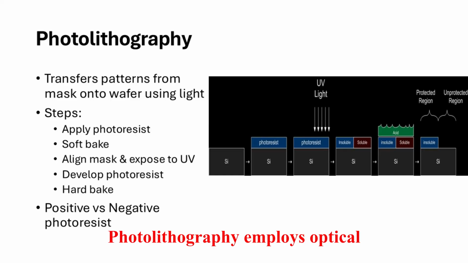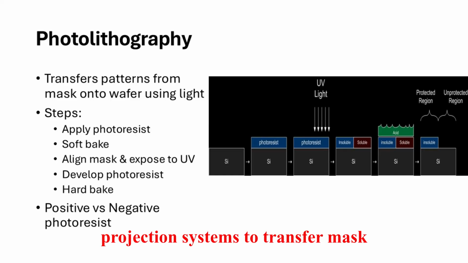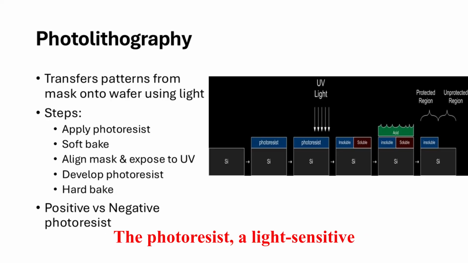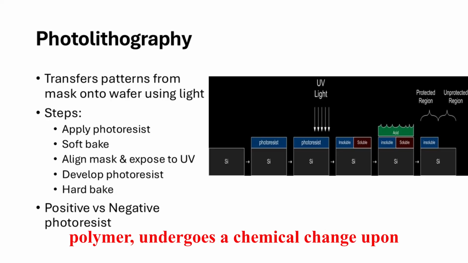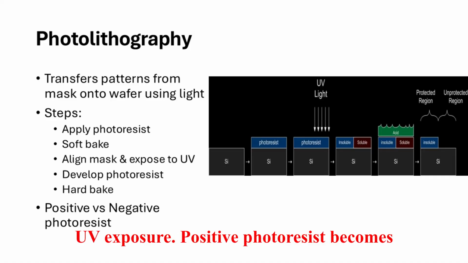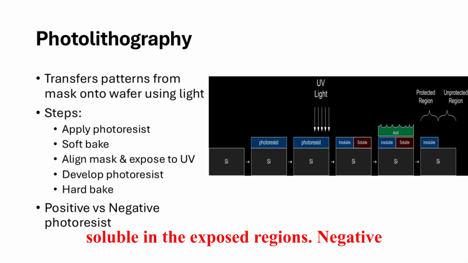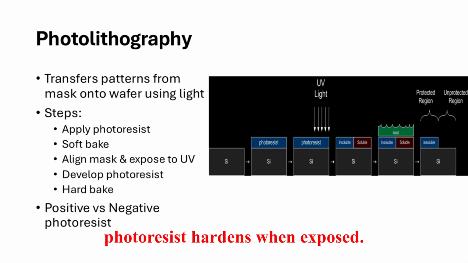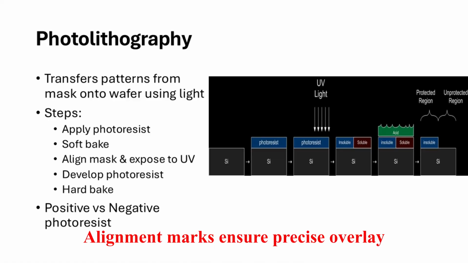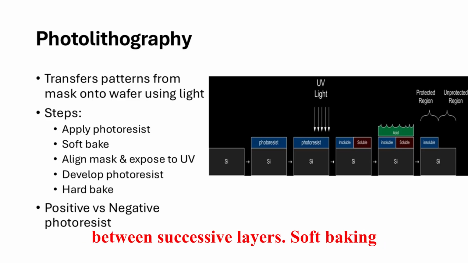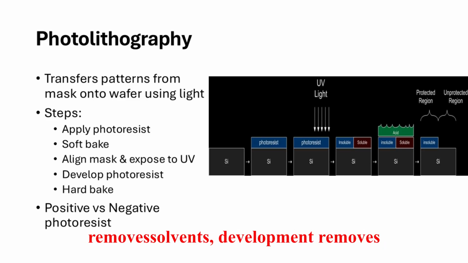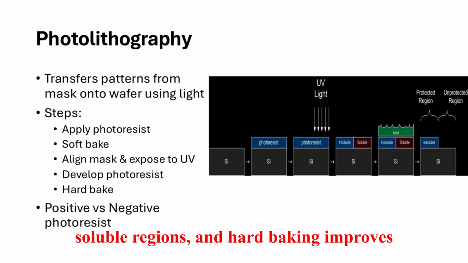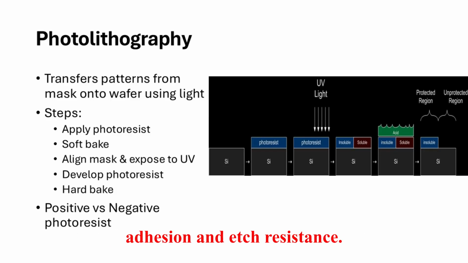Photolithography employs optical projection systems to transfer mask patterns to a photoresist-coated wafer. The photoresist, a light-sensitive polymer, undergoes a chemical change upon UV exposure. Positive photoresist becomes soluble in the exposed regions, negative photoresist hardens when exposed. Alignment marks ensure precise overlay between successive layers. Soft baking removes solvents, development removes soluble regions, and hard baking improves adhesion and etch resistance.